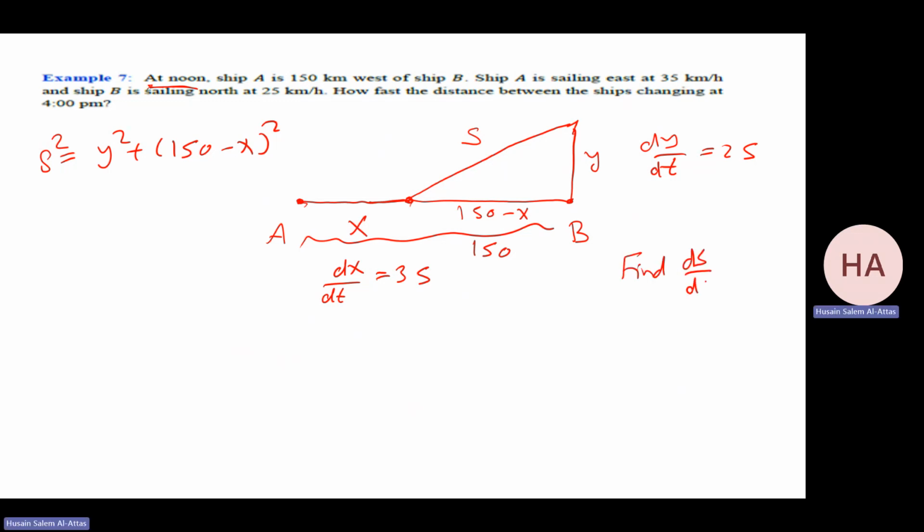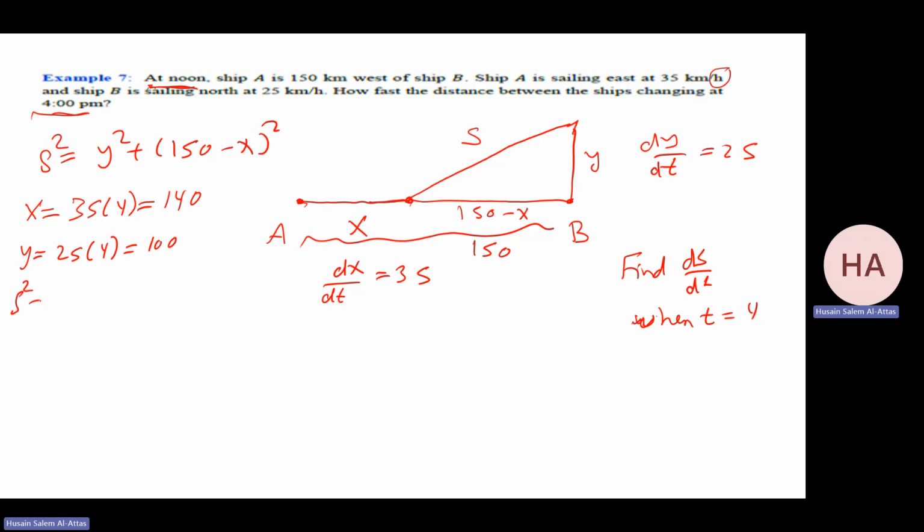What they want, find ds over dt at 4 p.m. They started at noon, so 4 p.m. means when t equals what? Since I'm working with hours, when t equals 4. The speed is per hour. What will be x? At t equal 4, the speed is 35, so x will be 35 times 4, and that will be 140. What will be y? 25 times 4, and that will be 100.